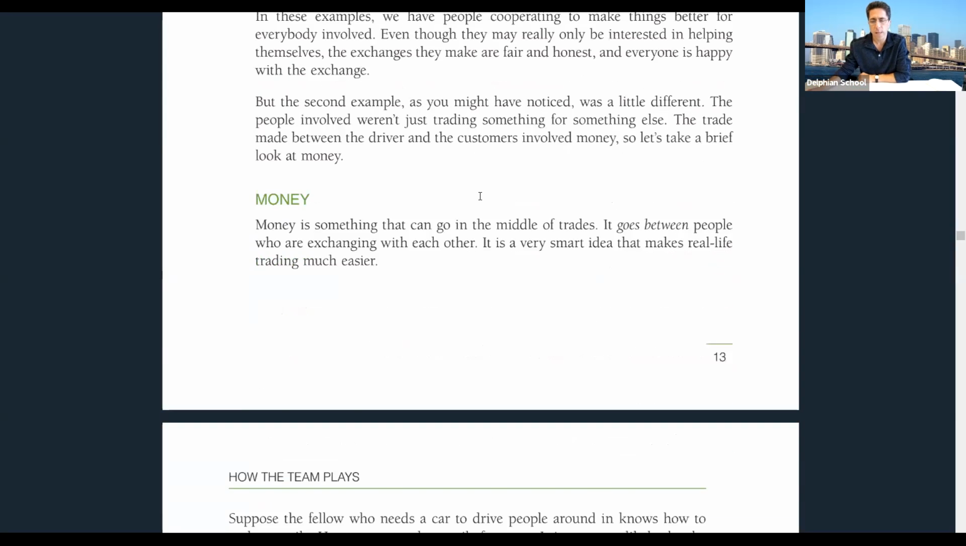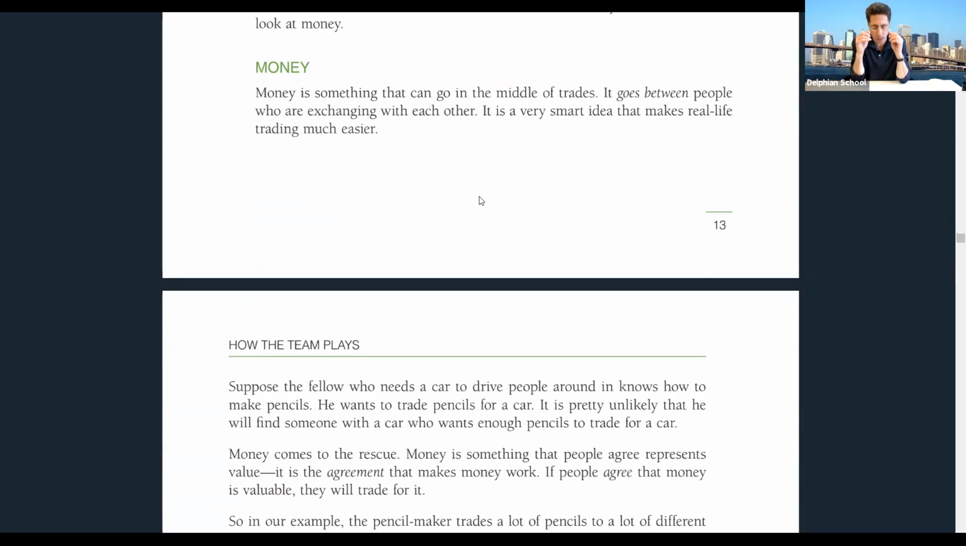Now, guys, let's acknowledge that we're going very basic here. Some of these examples are so obvious and so simple, and they bring us back into the past of how trading and business and things were exchanged. Today, we're going to talk about money a little bit, which I think is a nice, simple, great idea to imagine and to recognize because we take it for granted. We use it all the time. So money is something that can go in the middle of trades. It goes between people who are exchanging with each other. It is a very smart idea that makes real-life trading much easier.